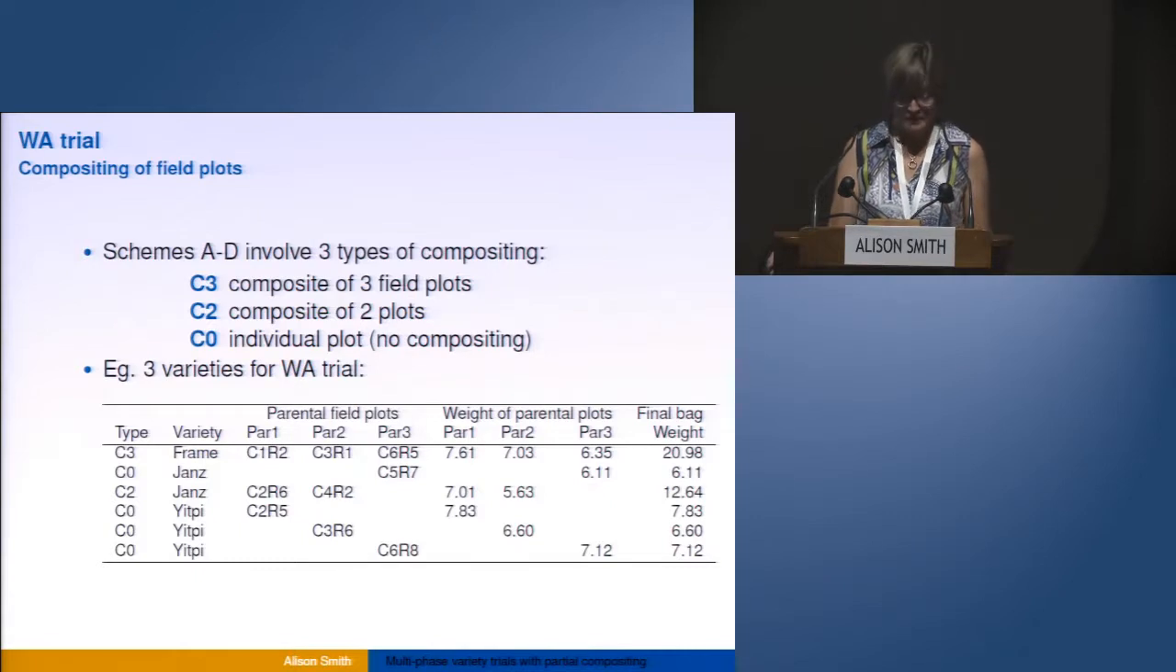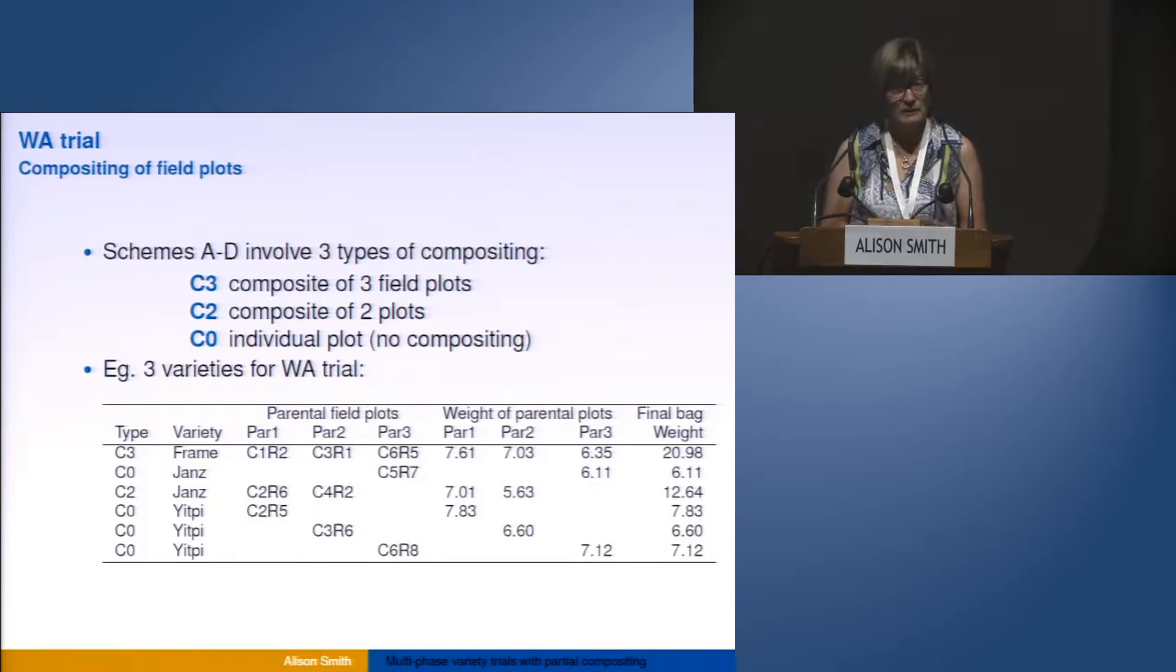So if we look at 3 of the varieties from that trial that I showed you, the variety Frame is going to be tested as a C3 sample. And the way that you might be able to think about this is that the composite is derived from 3 potential parental plots. For the variety Frame, it was grown in 3 plots. If I went back to the field diagram, I could show you that it was grown in column 1, row 2. So obviously the C notation is for the column and R for the row. It was also grown in column 3, row 1, column 6, row 5. And the individual weights for those 3 plots is given up here.